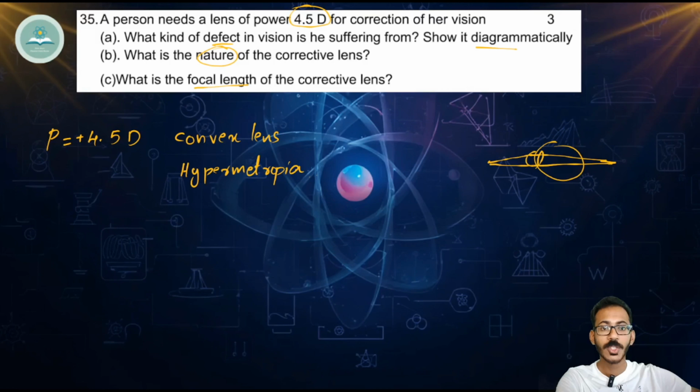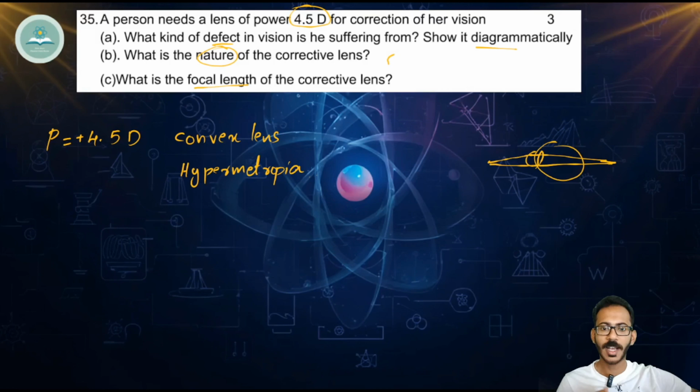Now suppose they're asking us to correct it, then we'll have to keep a convex lens in front of the eye, so that the ray will converge and fall exactly on the retina. This is how we correct it. But they haven't asked us to correct it. They just asked what is the defect, show the defect. So the defect is hypermetropia and the lens used is a convex lens. So the nature of the lens is convex and this is the defect.